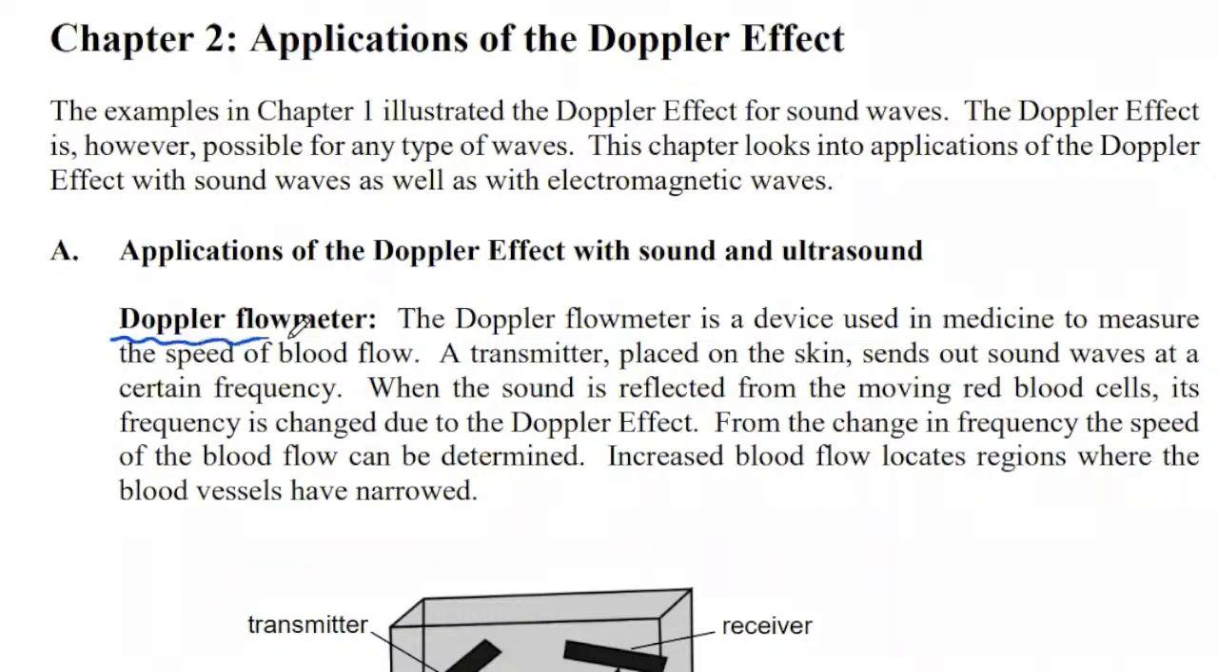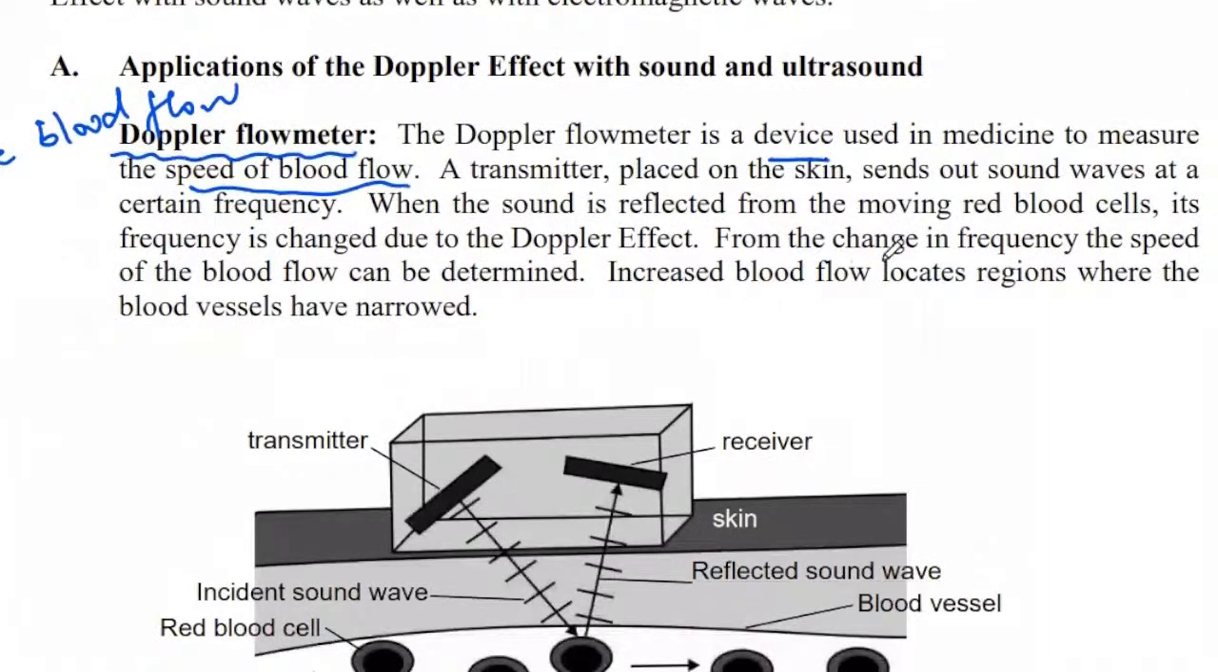Okay, so this Doppler flow meter is basically the device that is used in medicine to measure the speed of blood flow. Sometimes we call it the rate of blood flow. A transmitter that is placed on your skin sends out waves at a certain frequency, and then when the sound is reflected from the red blood cells, its frequency is changed due to Doppler effect. And then from the change in the frequencies, we can tell either how fast the blood is flowing or how close the body cells are.